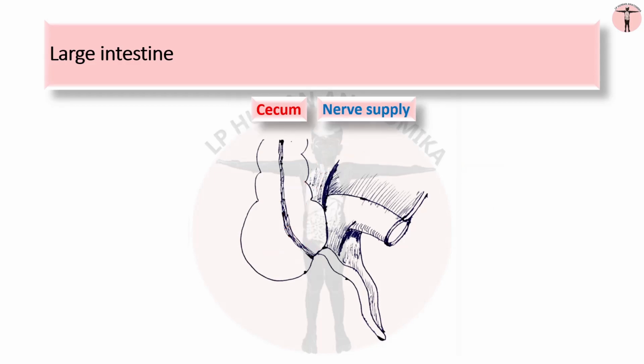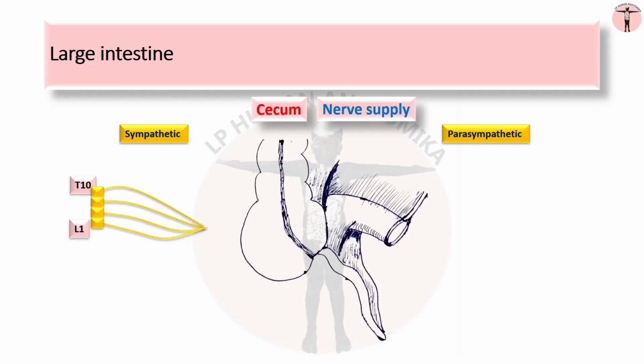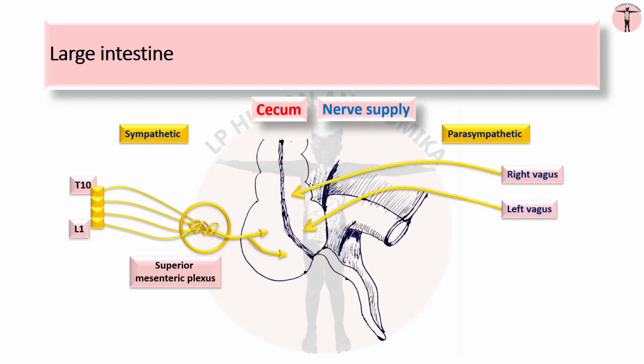The cecum is supplied both by sympathetic and parasympathetic fibers. The preganglionic fibers from the sympathetic arise from the 10th thoracic to 1st lumbar segments of the spinal cord and relay in the superior mesenteric plexus. The postganglionic fibers from the superior mesenteric plexus supply the cecum. The parasympathetic fibers are derived from both left and right vagus nerves.